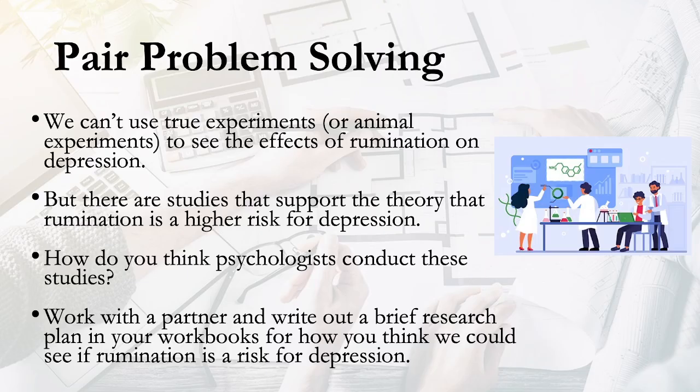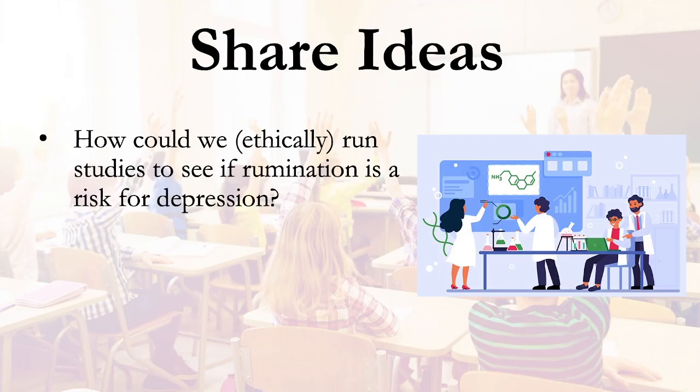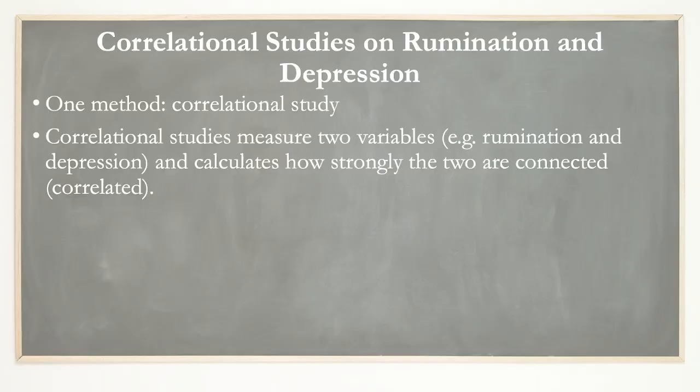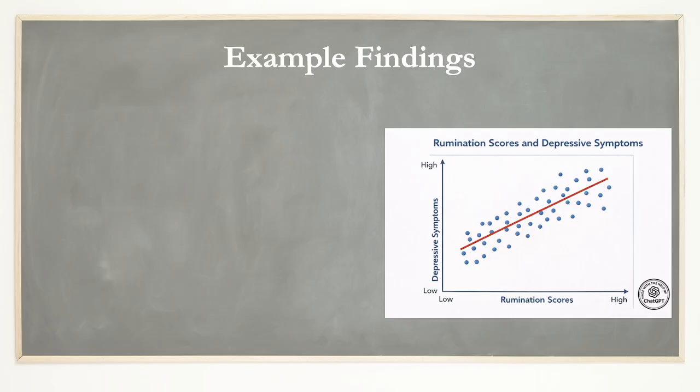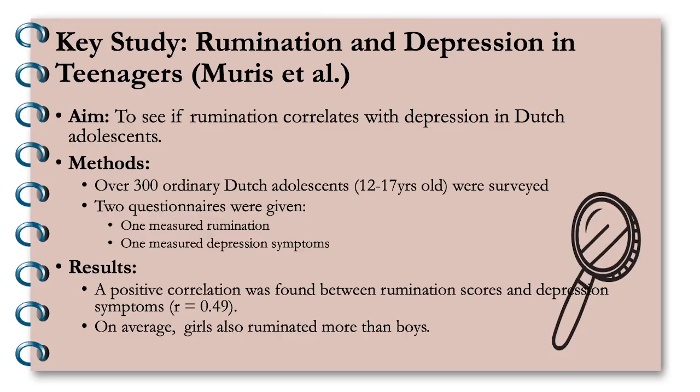But there are studies that show rumination is high for depression. So how do they think? How would they run these studies? And then there's space in the workbook. Okay, and it's simple correlational studies. That's one method that could be used. Okay, so we can chalk and talk that. And here is an example.